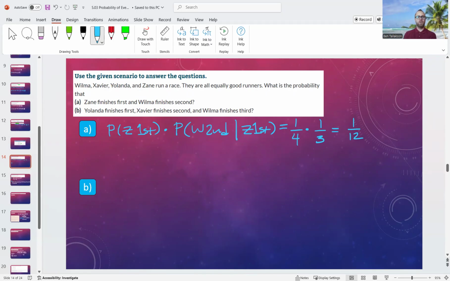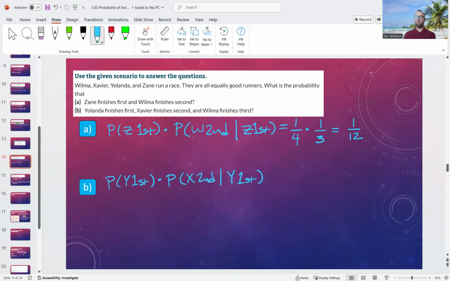Okay, another one. Yolanda finishes first. So probability that Yolanda finishes first, Xavier finishes second, and Wilma finishes third. Okay, there's a lot going on here. So once again, these are dependent events, absolutely. So the probability that Yolanda finishes first times the probability that Xavier finishes second, okay, given that what already happened? Yolanda already finished first, right?